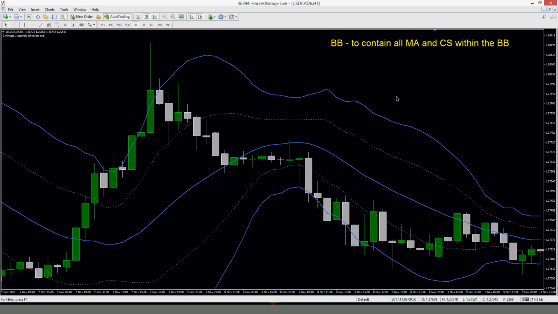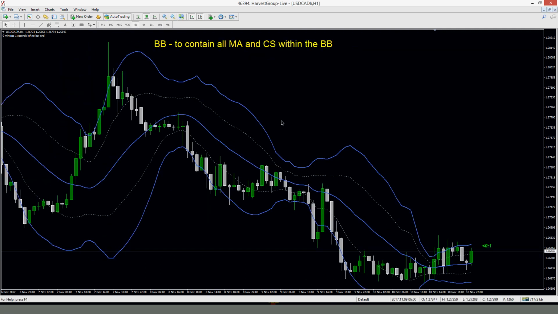Okay, alright, so what you need to understand is that between middle BB and top BB, this is the buy zone, and between middle BB and low BB, this is the sell zone. So I already explained the top, middle, and low, and then you have the division ones in between.